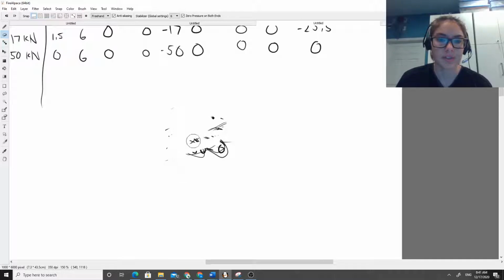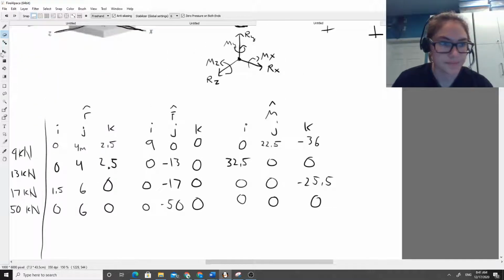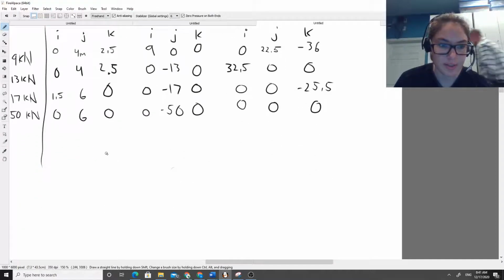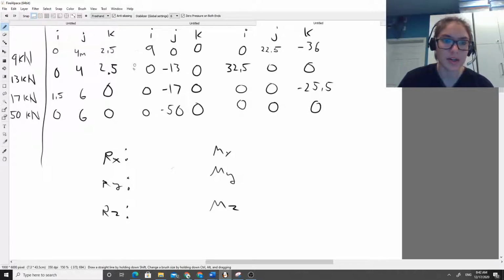Okay, so now that we have all that done, we can go ahead and figure out what our reaction forces and reaction moments are going to be. So we need to find reaction at x, reaction at y, and reaction at z, and the moment reaction at x, the moment reaction at y, and the moment reaction at z. So how do we do that? Well, these are the forces that are acting at the cut plane, so our reaction force is just going to be equal and opposite to that.